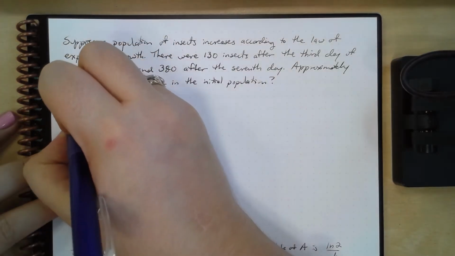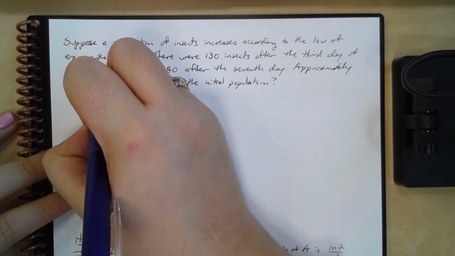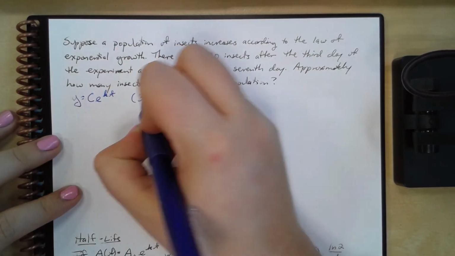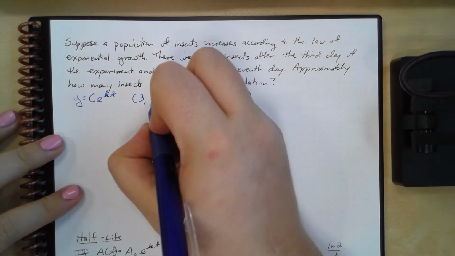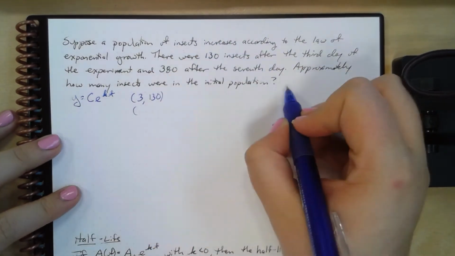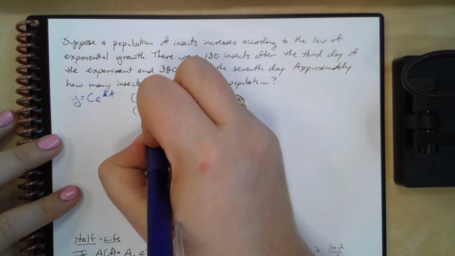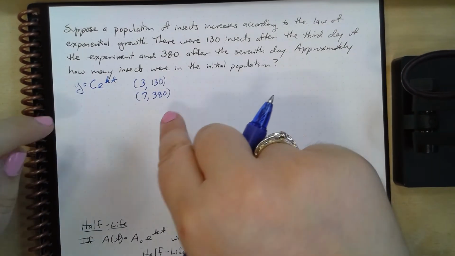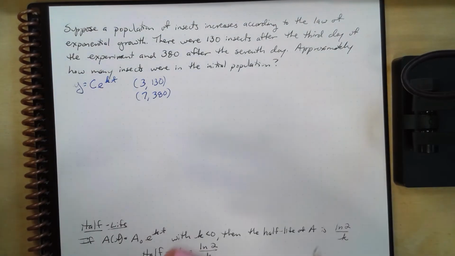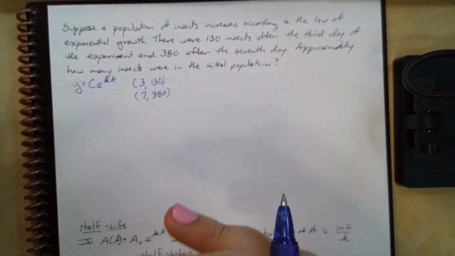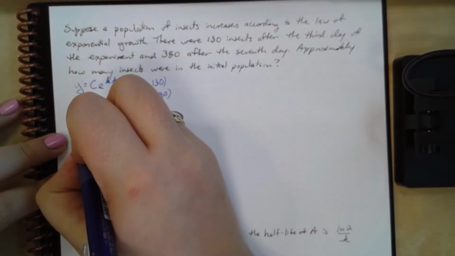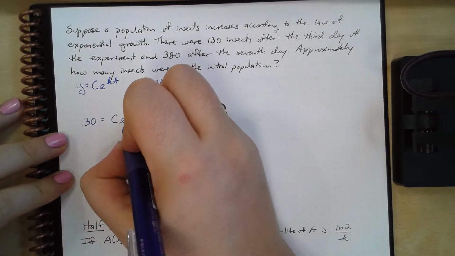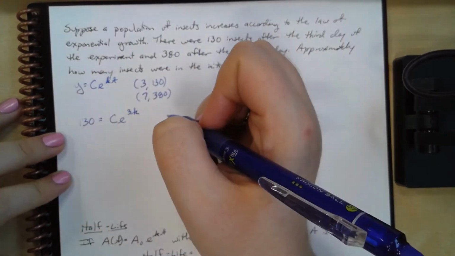So we're going to, again, continue to use the model y equals Ce^(kt). And we know that after 3 days, there were 130 insects, and that after the 7th day, there were 380 insects, okay? So what we're going to do is solve for C and then substitute in order to find k, all right? So we have 130 is equal to Ce^(3k), right?